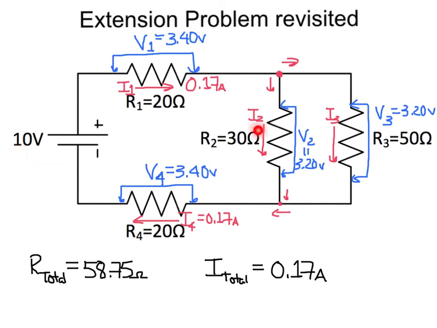Now we can find I2 and I3 by applying Ohm's law to 50 ohms and to the 30 ohm resistor. And with some rounding, we get I2 to be 0.11 amps and I3 to be 0.06 amps. Notice they add up to be 0.17 amps so that we don't lose any current through our circuit.